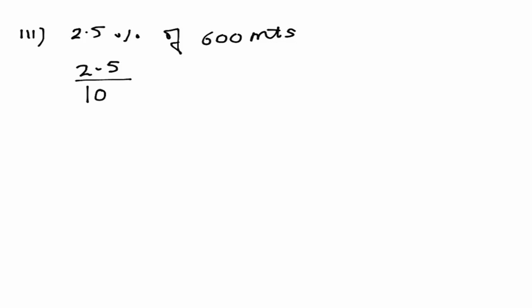Next we have to find 2.5% of 600 meters. The steps will remain the same. We will write it in fraction form. It will give us 2.5 divided by 100. Now we have to find the of 600 meters, so we write 600 over here. Now we will simplify it. These two 0s can be cancelled with these two 0s. 2.5 times 6 will give 15 meters. So it means 2.5% of 600 meters is 15 meters.